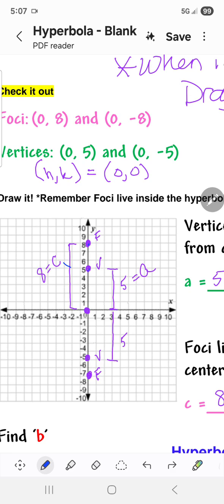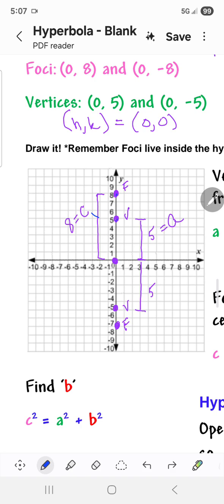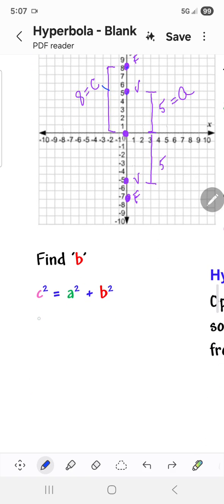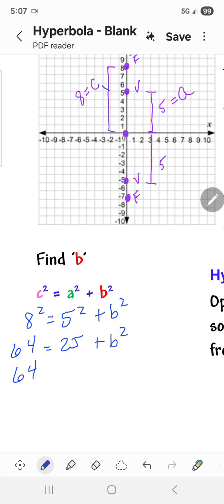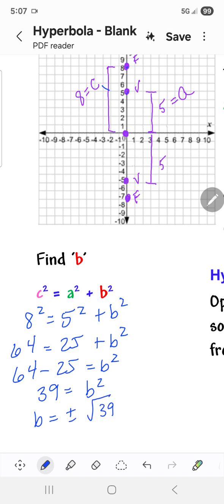So let's see. In order to draw this, I have A, I have C. I need to go find B. So I've got C squared, which is 8 squared, equals 5 squared plus B squared. So I've got 64 equals 25 plus B squared. We're going to move that 25 over in order to get that B squared value. So we're going to have 39. And again, that's B squared, but I want B. So it's going to be plus or minus the square root of 39, which is roughly 6.2.